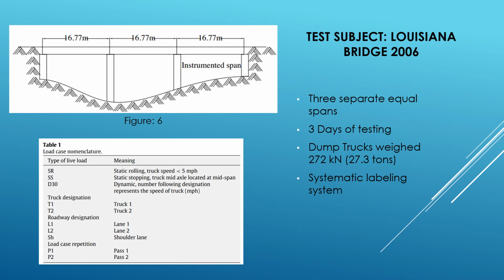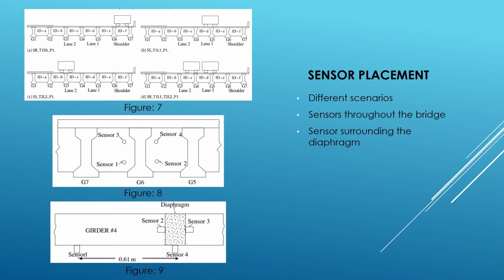This test was to determine if a center diaphragm was needed in each section of the bridge. A systematic labeling system was developed for each case scenario. Figure 7 shows the representation of different scenarios. As we can see, one truck is in the shoulder, there is one in the middle lane, and the other has 2 trucks that are in each lane at the same time.